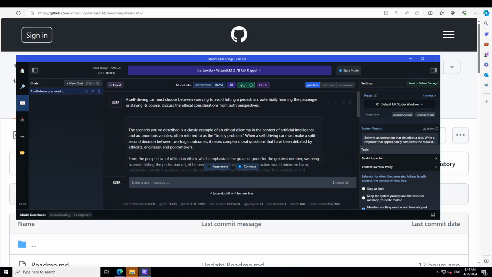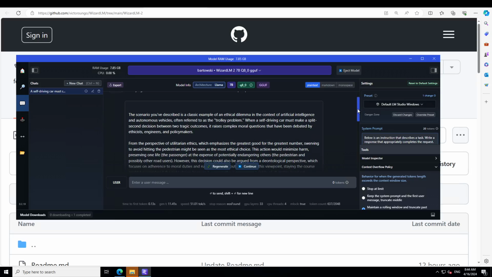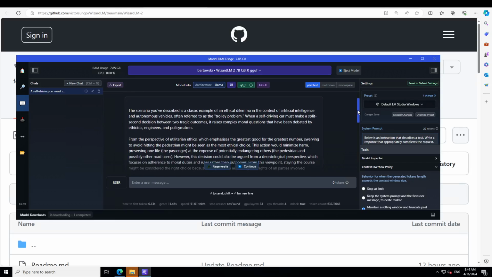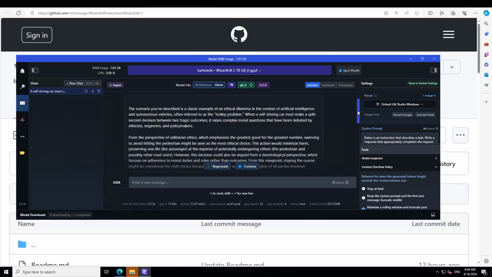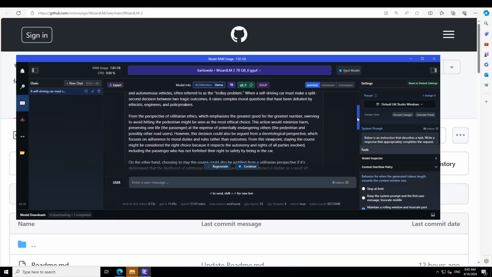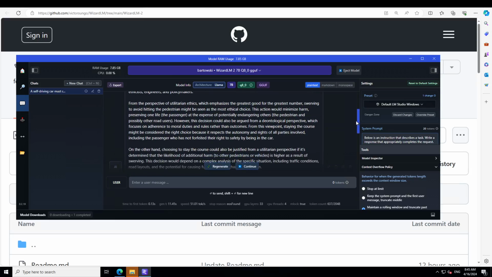Okay, so the response is quite comprehensive. As you can see, it says the scenario you have described is a classic example of an ethical dilemma in the context of AI and autonomous vehicles, often referred to as the trolley problem. This is amazing. No model has ever said it before. When a self-driving car must take a split-second decision between two tragic outcomes, it raises complex moral questions that have been debated by ethicists, engineers, and policymakers. How true is that? So now it is giving the perspectives.